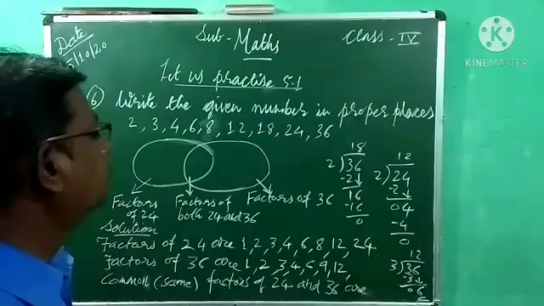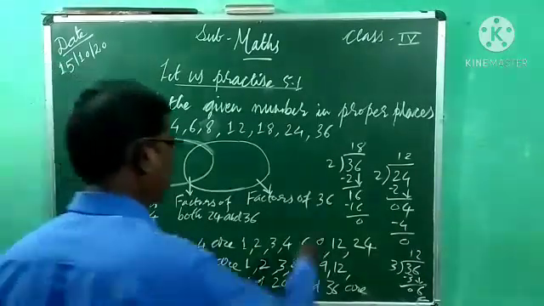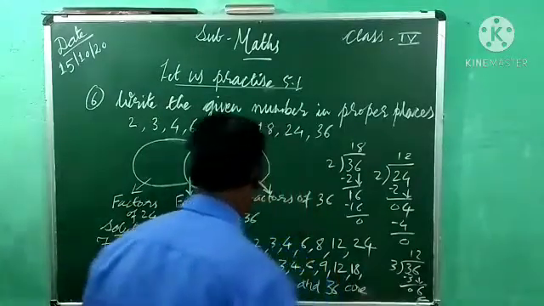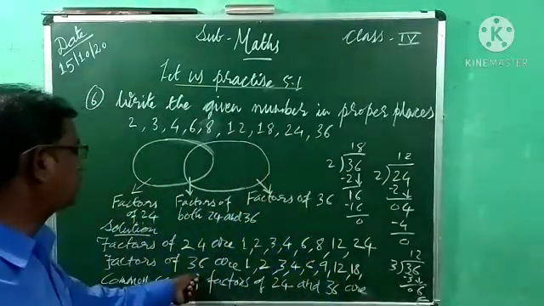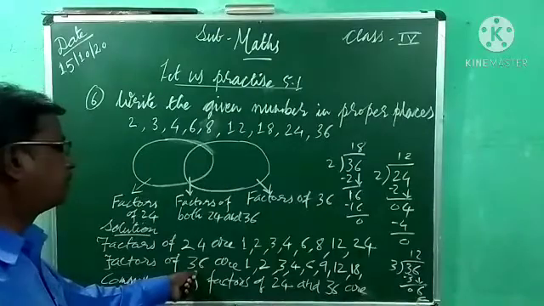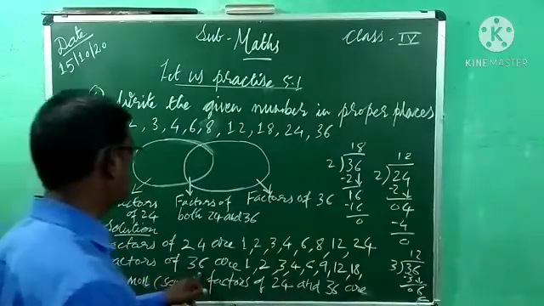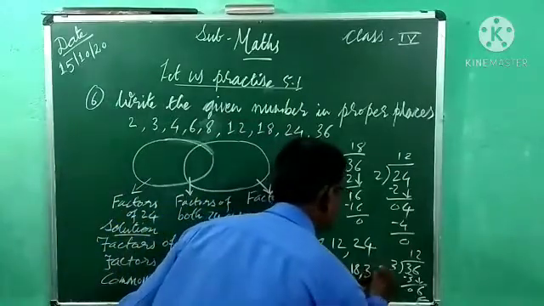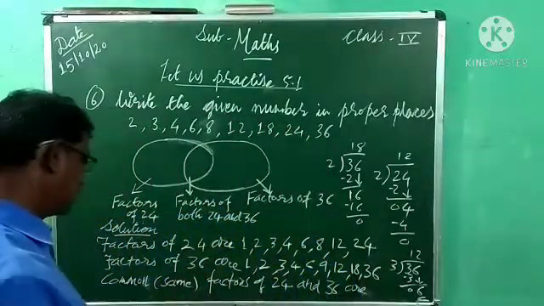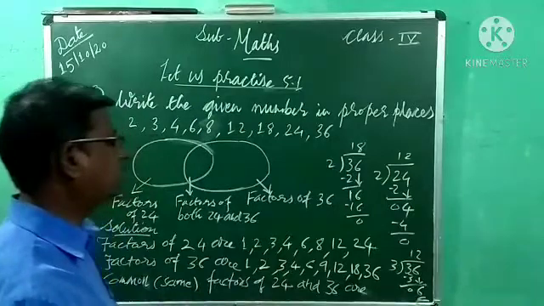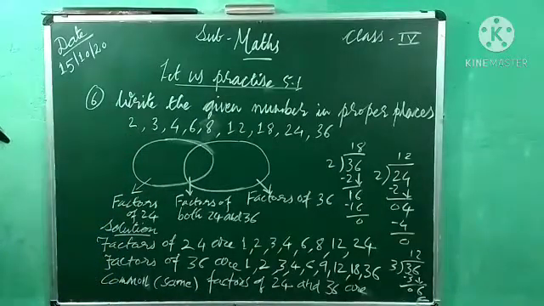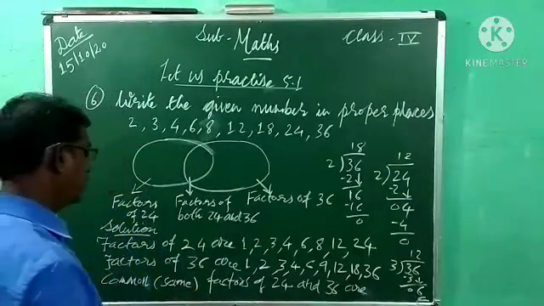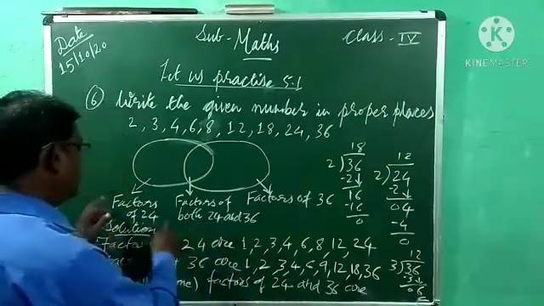13, 14, 15, 16, 17, 18: 18 twos are 36, so we have to write 18. 19, 20, 21 not possible. 22, 23, 24 up to 30 not. 31, 32, and lastly we are getting 36. So 1, 2, 3, 4, 6, 9, 12, 18 and 36 are the factors of which number? 36.